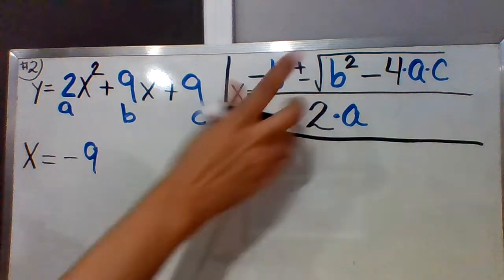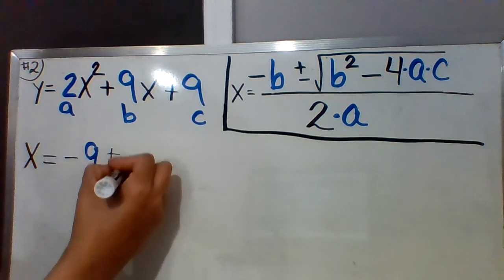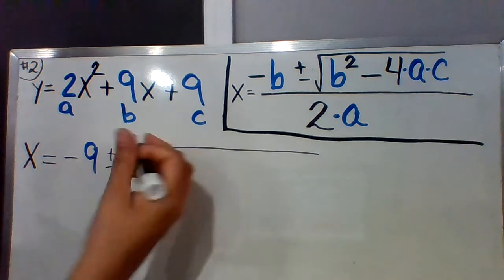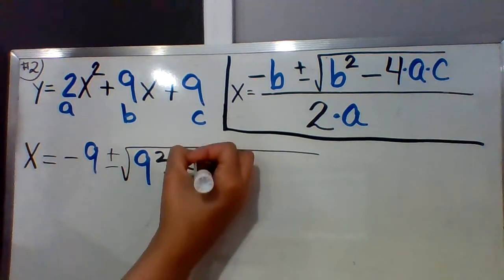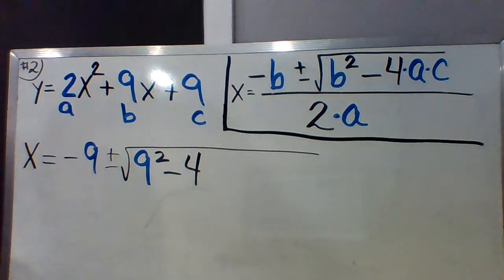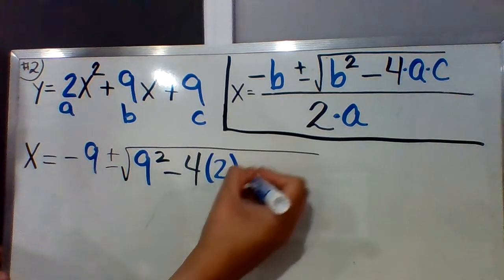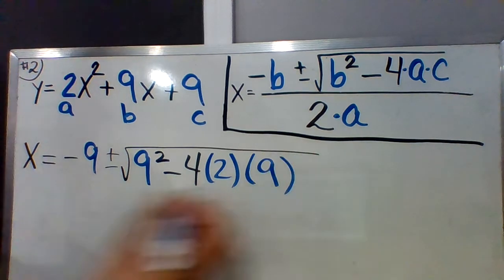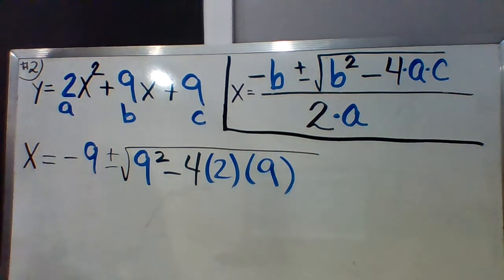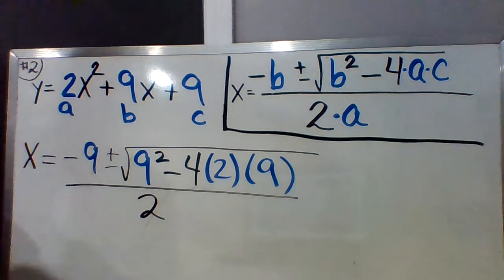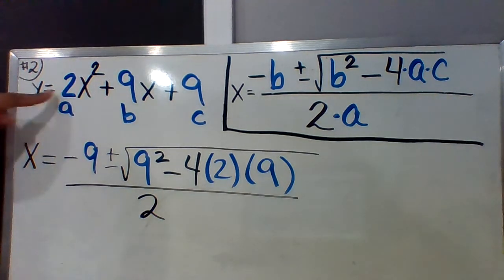The formula says to put plus minus the square root, and then I have to put the B again, which is 9. I need to square it and put minus 4 times A times C. So that's 2 and 9. After I do that, I'm going to put all over 2 times A. And again, A equals 2.